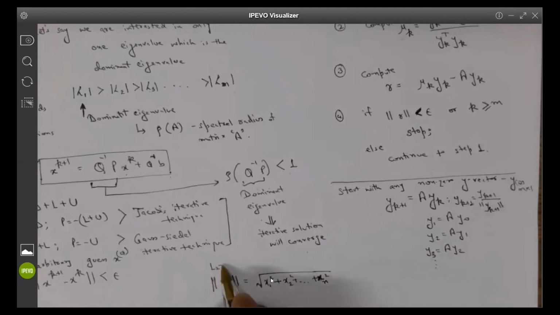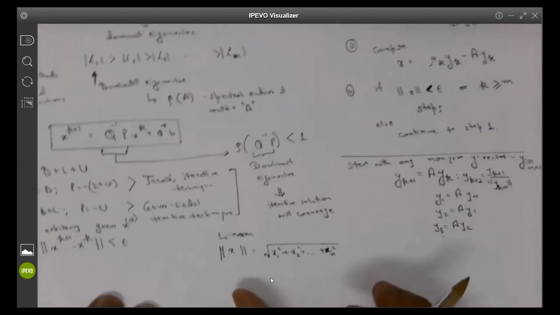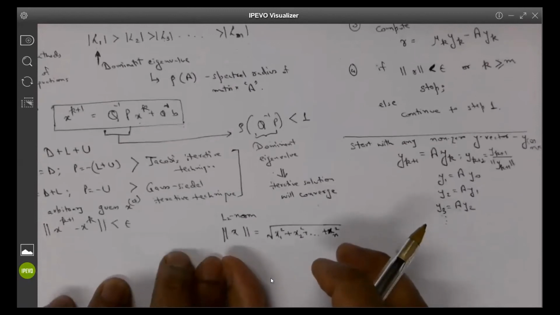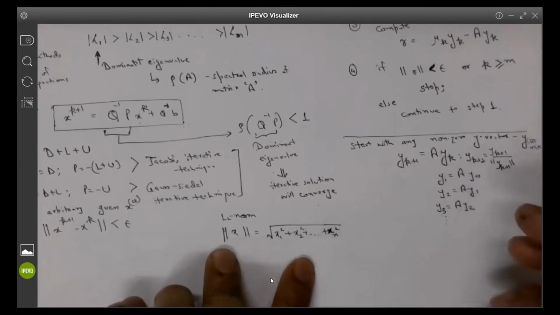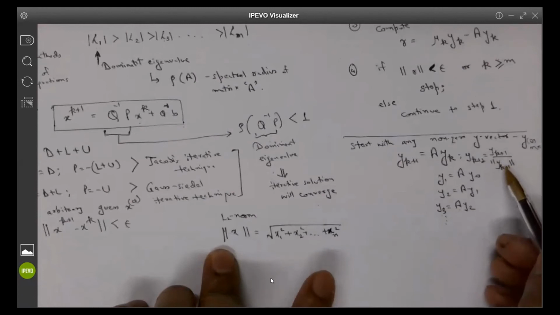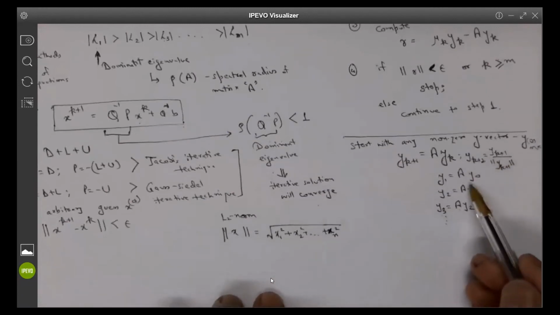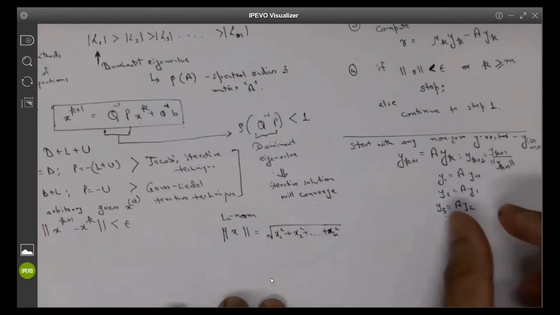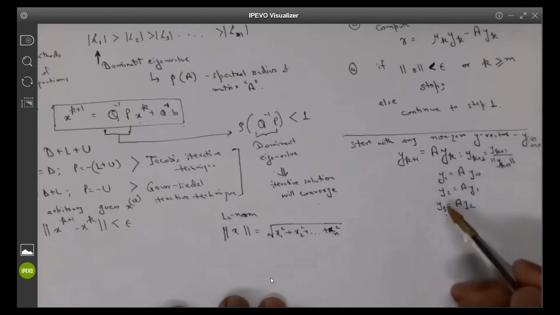So this is just the L2 norm. Do you remember what we are doing here? This is just a normalization. You need to do the normalization at every step of the increment, and this is how these vectors are constructed.